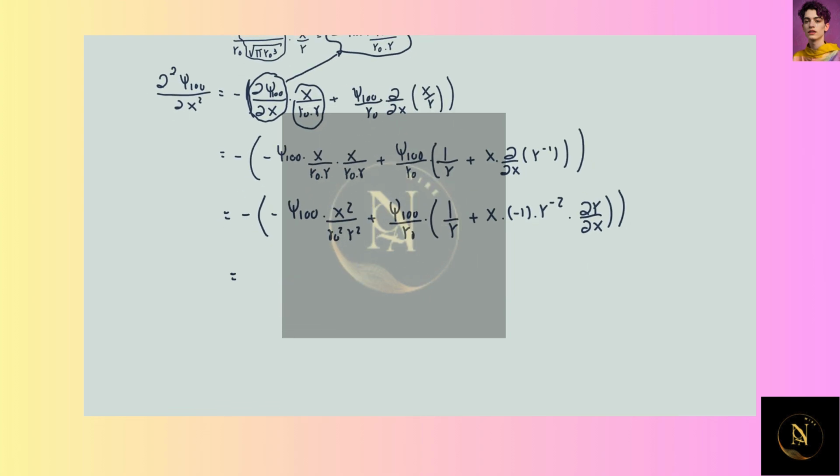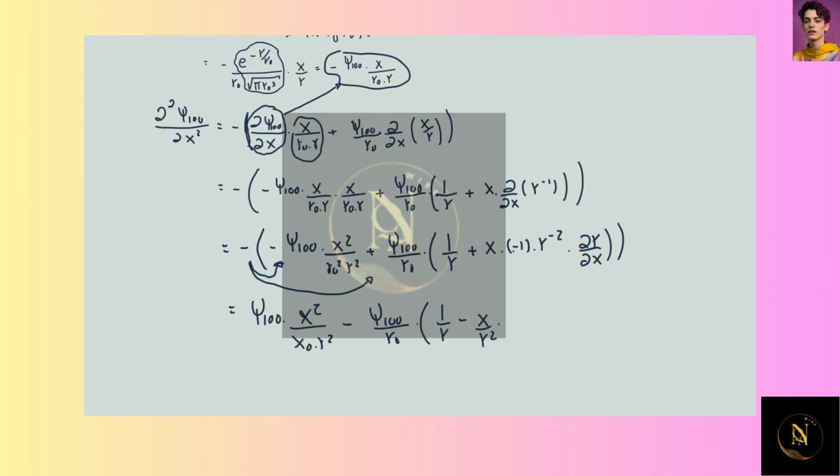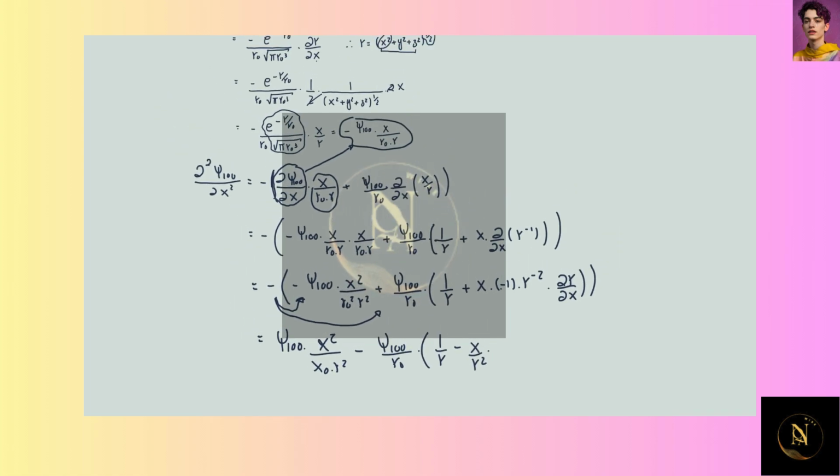Then let this minus factor come inside to get psi100 x squared divided by r0 squared r squared, minus psi100 divided by r0 times 1 over r, minus x divided by r squared times dr over dx. dr over dx, as we had already seen, is equal to this term here. So it is equal to x over r. So we got it.